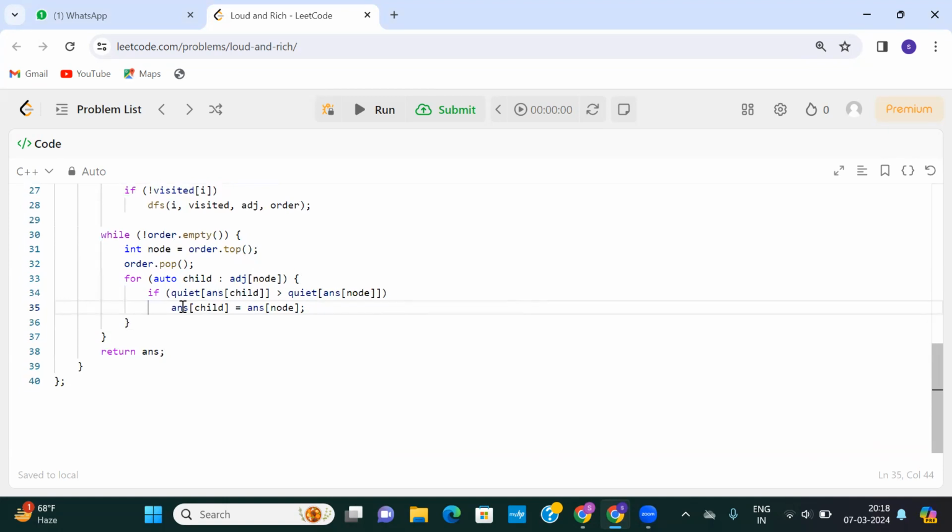Now we are checking the main condition. In this child array, all the persons who have more money than that person will come, and we will check the quietness. If quiet of ans child is less than quiet of ans node, then we will update the value. And at the end, we will store it, and after that, we will return the vector answer.